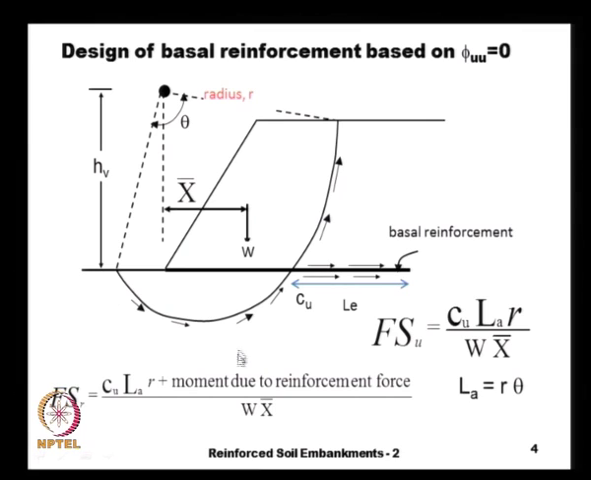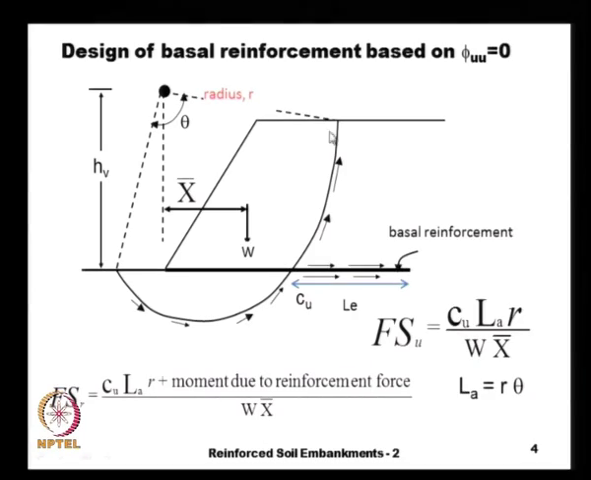If you have a basal reinforcement, we need to add extra stabilizing moment because of the basal reinforcement. We have seen two cases of basal reinforcement. One is a very stiff reinforcement that remains horizontal, and another is a flexible type reinforcement that bends, that has a kink at the slip surface, in which case the axial force in the reinforcement acts tangential to the slip surface.